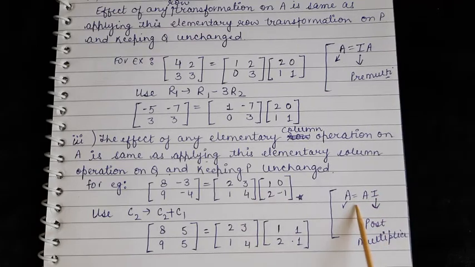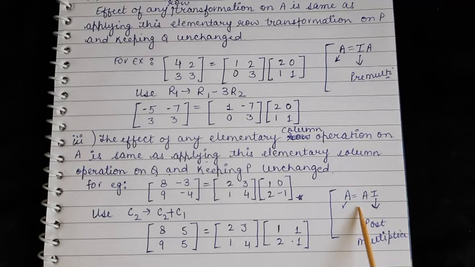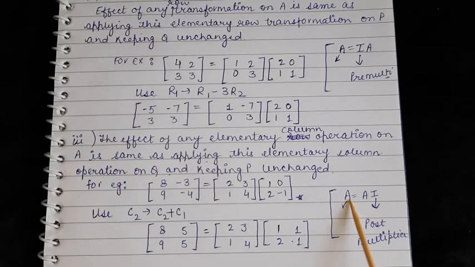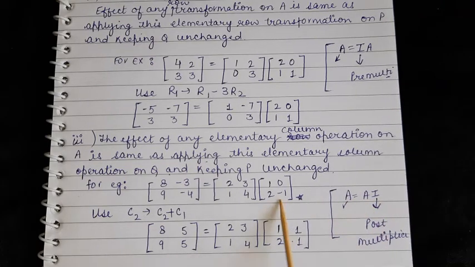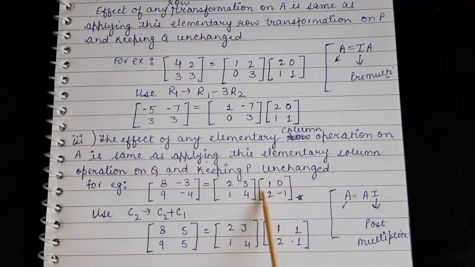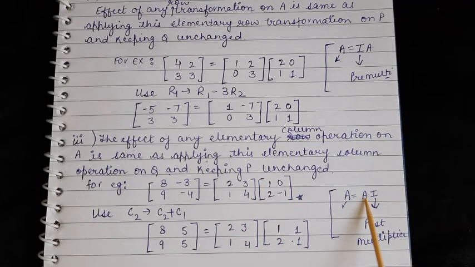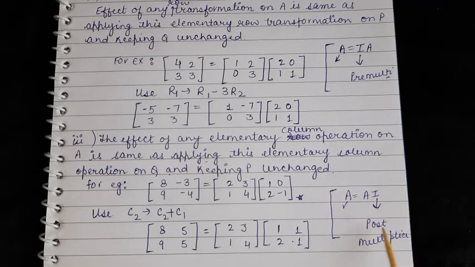That's the reason when we use column operations to find the inverse of a matrix, we start with A equals AI. We apply operations on the left hand side, but on the right hand side, as we have told here, we will apply the operation on Q. P will remain unchanged. So this A will remain unchanged. The operations will be applied only on the post-multiplier matrix.